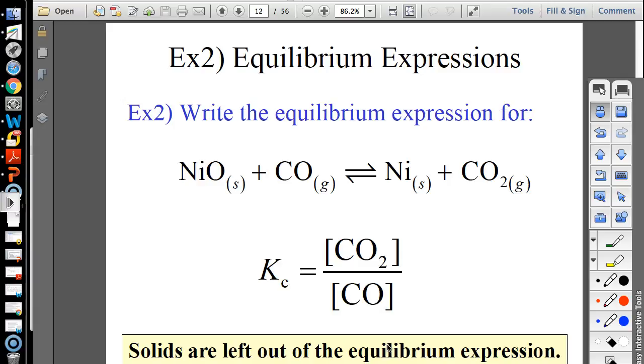Still products over reactants, but notice the two solid species are not in the equilibrium expression. Huh?